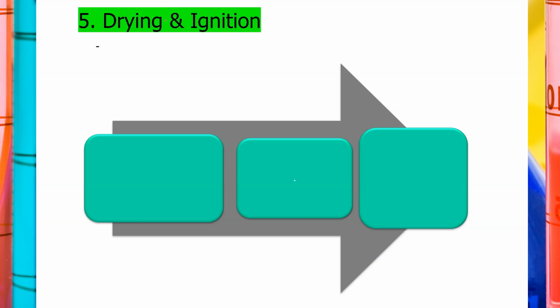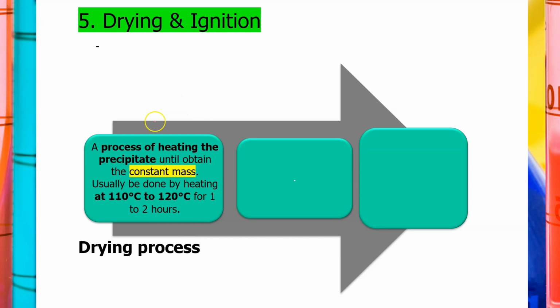Next, we move to the fifth principal step in gravimetric analysis, which is the drying and ignition process. What is the drying process? The drying process is a process of heating the precipitate until a constant mass is obtained. Usually, this process is done by heating at 110 degrees Celsius to 120 degrees Celsius for 1 to 2 hours.